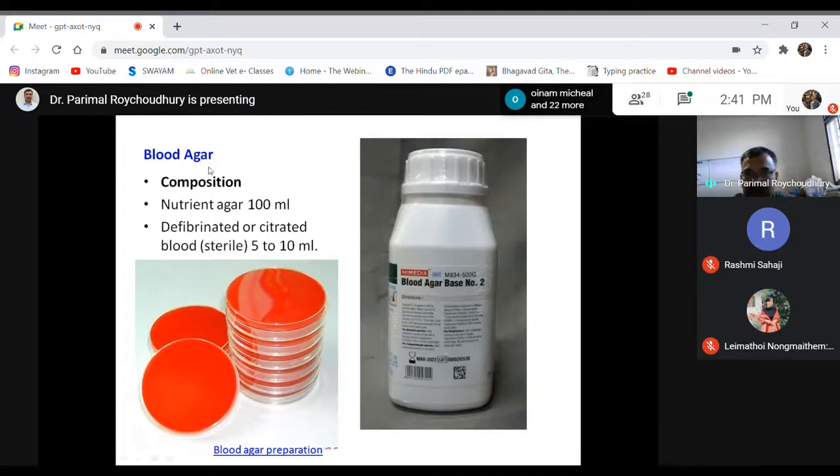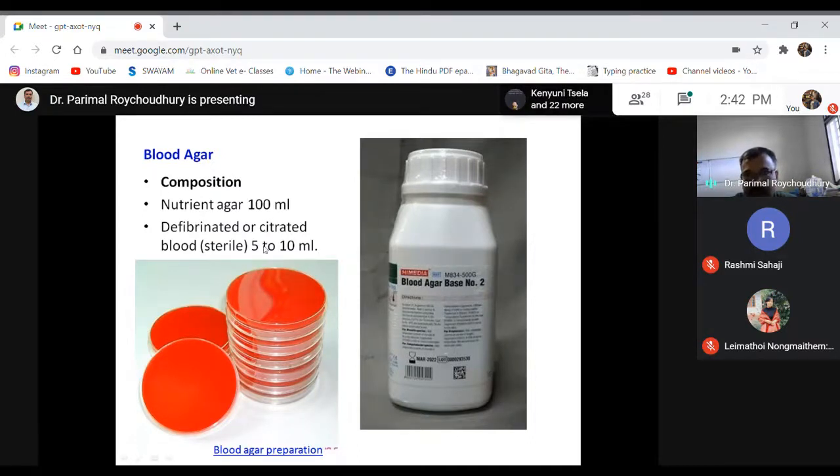Now here comes the blood agar. When you add animal blood to nutrient agar, the blood agar basal media, it gives rise to blood agar media. Blood agar is an excellent media because the basal media is fortified or enriched with animal blood. As a result, the bacteria will be very happy to get the animal protein in their culture plate, and they will grow like anything. This is basically for fastidious organisms, so we prepare and use blood agar.